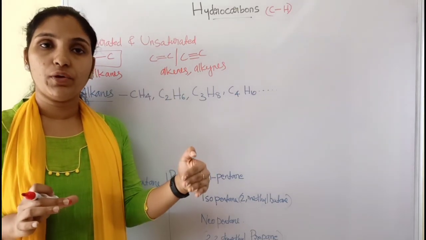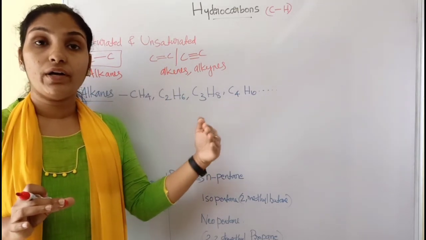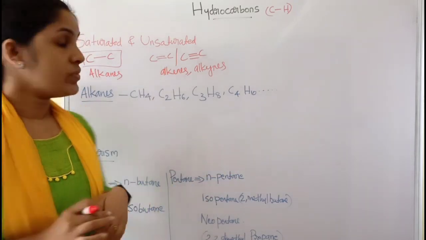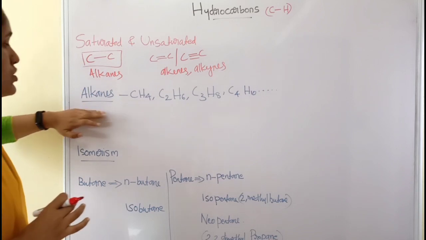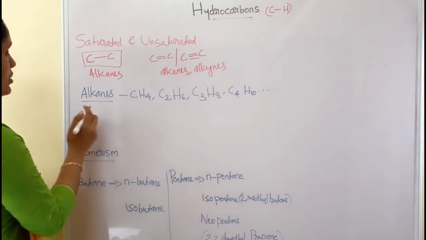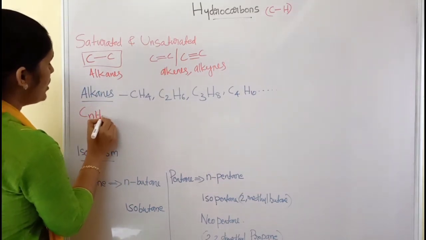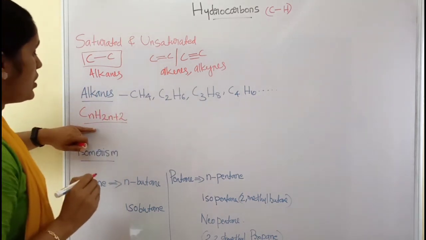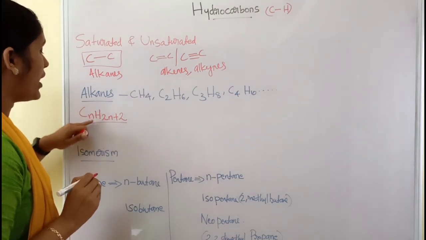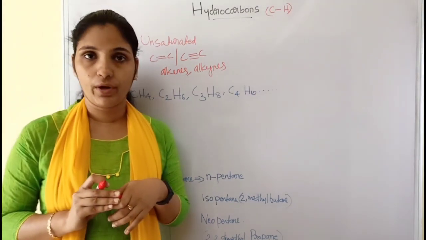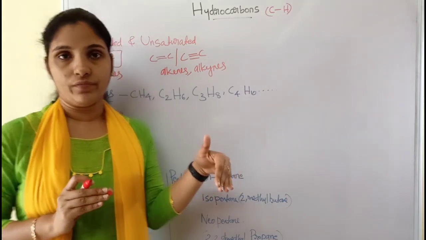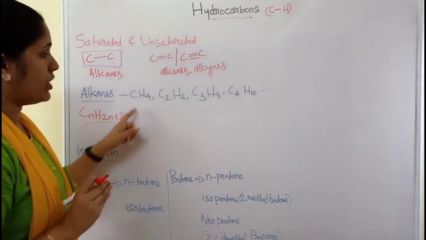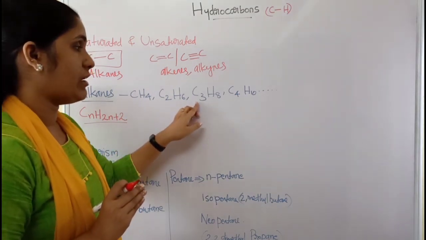Alkanes are hydrocarbons which contain a carbon-carbon single bond. That's why they are known as saturated hydrocarbons. Alkanes are represented with the general formula CnH2n+2, where n represents the number of carbon atoms. By giving n the values 1, 2, 3, etc., we will get different alkanes.